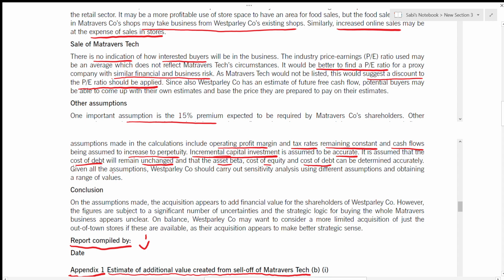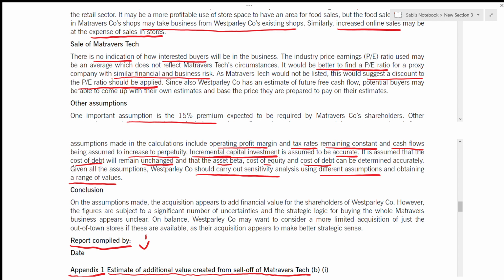So, should carry out sensitivity analysis using different assumptions and obtaining a range of values. Always your final recommendation, this thing has to be this. They have to talk about sensitivity analysis, right? So always mention about sensitivity analysis.